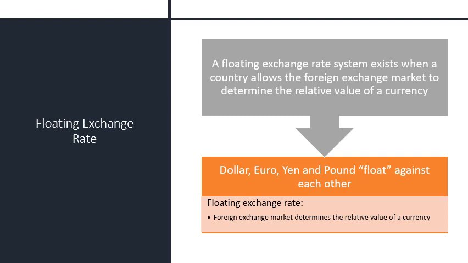When the foreign exchange market determines the relative value of the currency, we refer to it as a floating exchange rate. Now, the floating exchange rate is basically based on the four major currencies of the world, which include the US dollar, euro, Japanese yen, and British pound. These currencies are all free to float against each other.